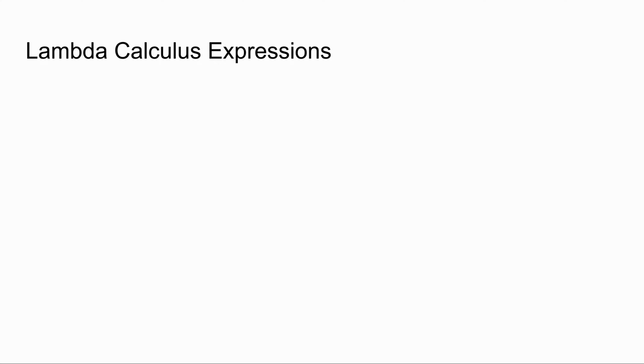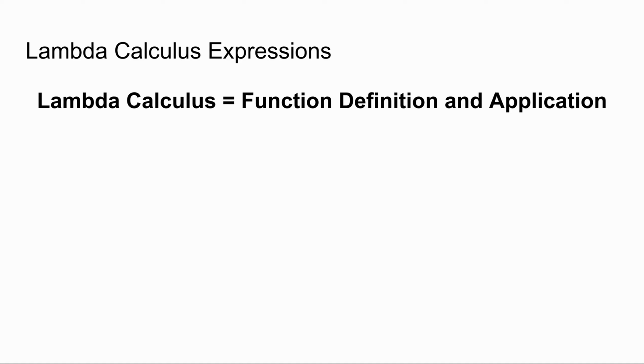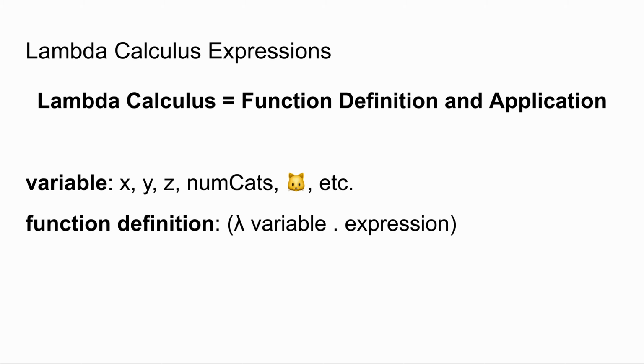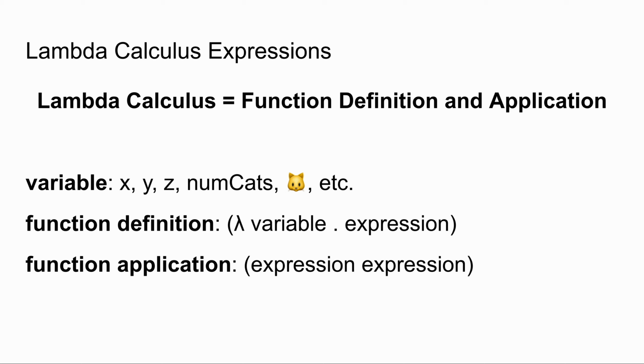If you have one takeaway from this video, the thing I want you to remember is that Lambda Calculus is function definition and application. There are three types of Lambda expressions. The first is variable, which is any symbol or sequence of characters besides lambda or parentheses. The second is function definition, which looks like this. The way to think about function definition is that the variable is the parameter of the function and the expression is the function body. The third type of Lambda expression is function application, which looks like this. The way to think about function application is that we apply the first expression to the second expression.